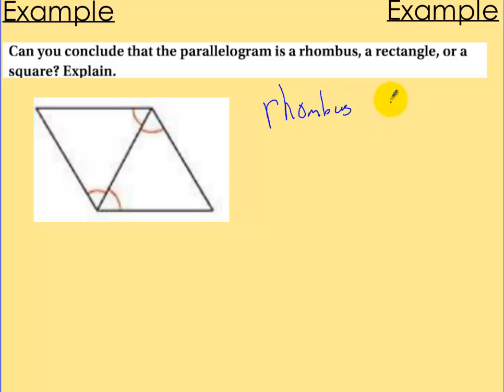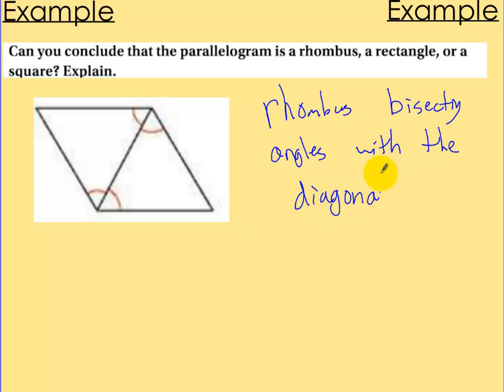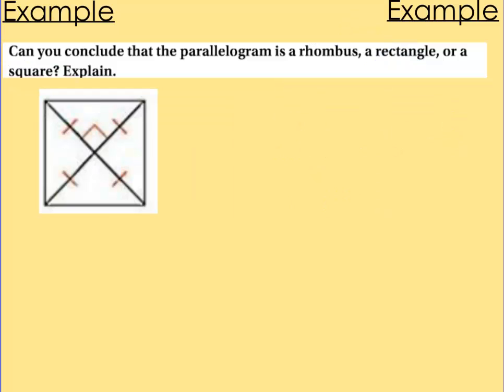So I'm going to say it's a rhombus, because, explain why: the diagonal bisects the angles. Alright, so it's a rhombus. Is it a rectangle? No, we don't know any information to say that. And it's not a square because we can't say the angles are all the same. Alright, next one. Pause the video.